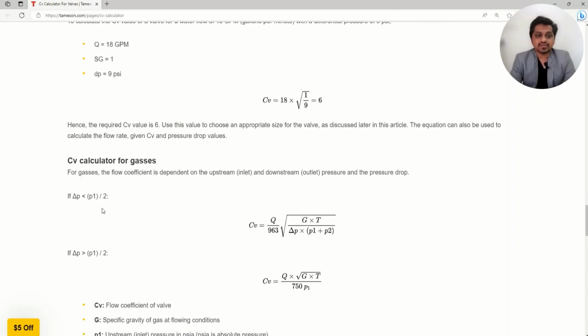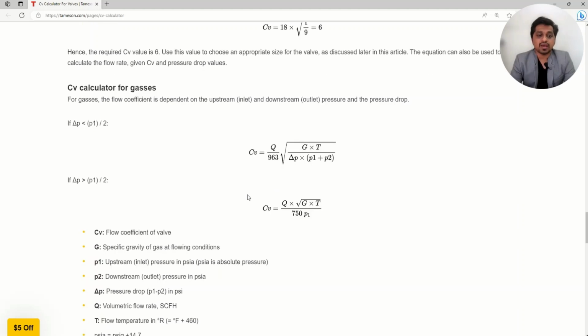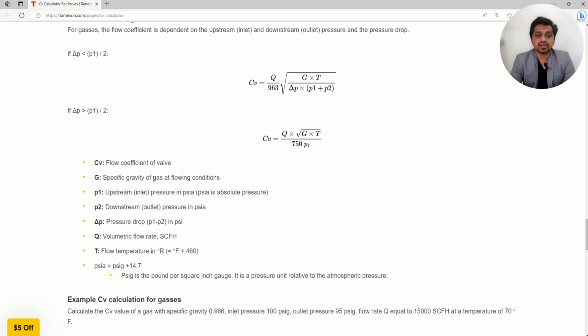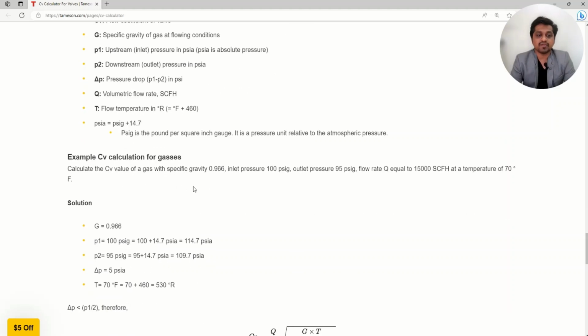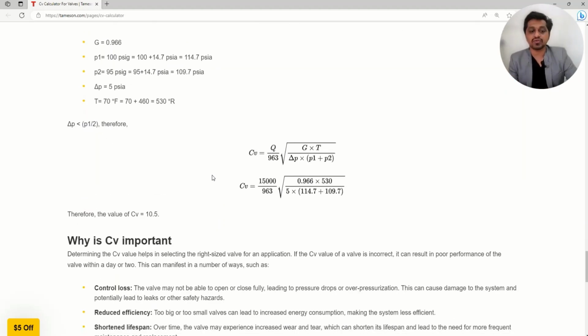And then the CV calculator for gases. The gases have different properties, so the coefficient depends on different things. You can check out the condition: if delta P is less than P1 by 2, the formula will be different, and if it is greater, the value will be different. You can check out the parameters here. And again we have an example for gases, showing how to calculate the CV value.